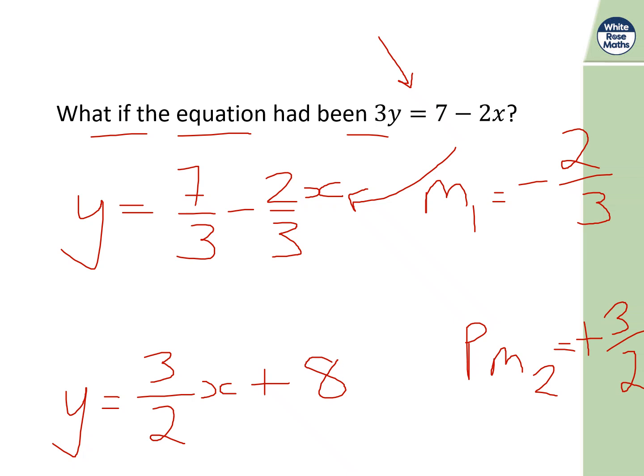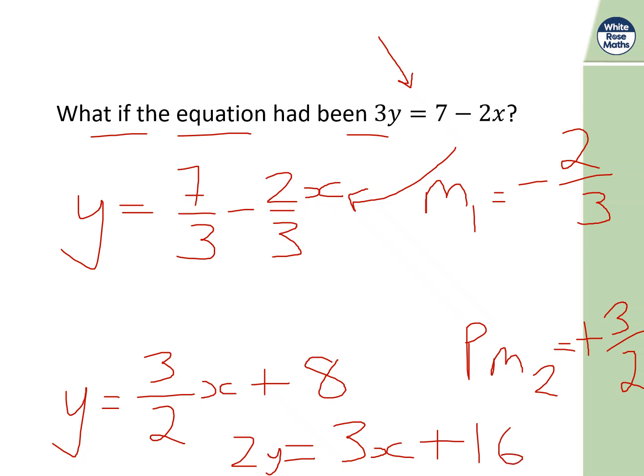Again, this can obviously be rearranged in a similar format, times everything by 2, so it might be 2y is equal to 3x plus 16. So just bear that in mind. They all mean the exact same thing.